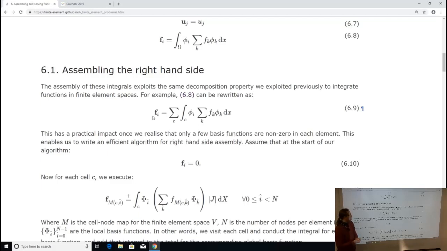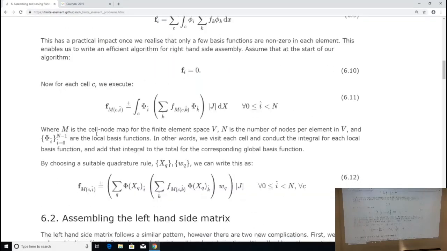So you do it that way up. And that's because that's the efficient way round, right? When I visit a cell C, I have a known number of degrees of freedom. All of those are non-zero here. I can do the calculation for those, and I know where to put them because I've got the cell node map. And that way round is a very efficient way of doing it. So the way you do it is you start off with fi being 0 everywhere, and then you visit each cell.